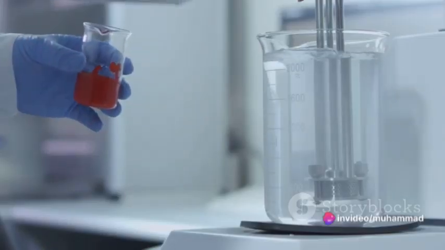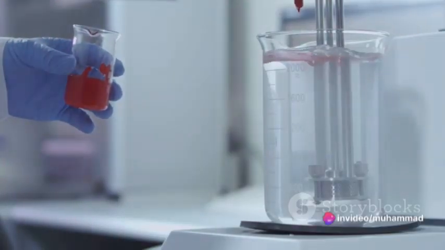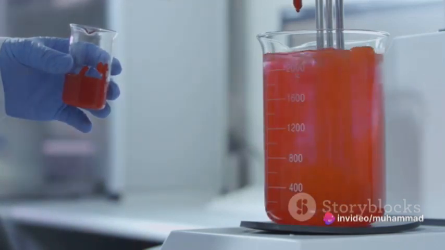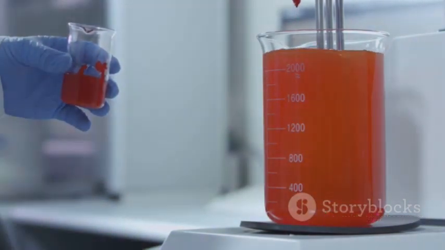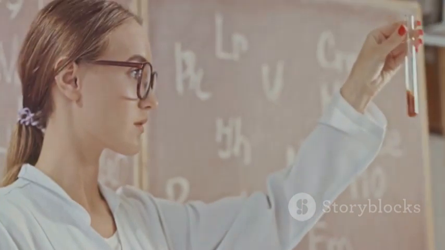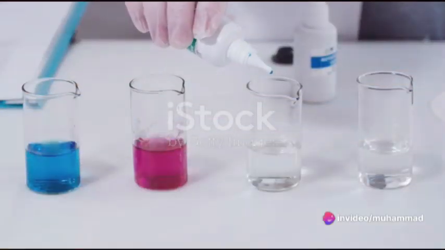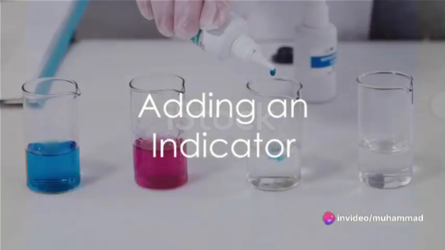This process uses the concept of a redox reaction to determine the concentration of an unknown solution, often called the analyte. The first step of the process involves adding a solution of known concentration, known as the titrant, to the analyte. The next step is to add an indicator to the mixture.